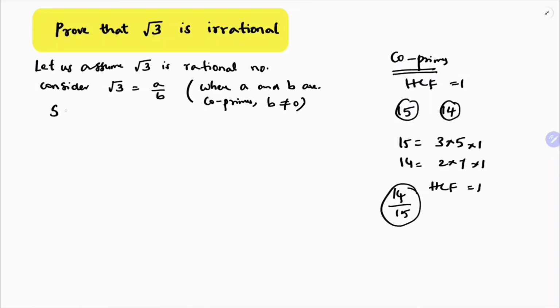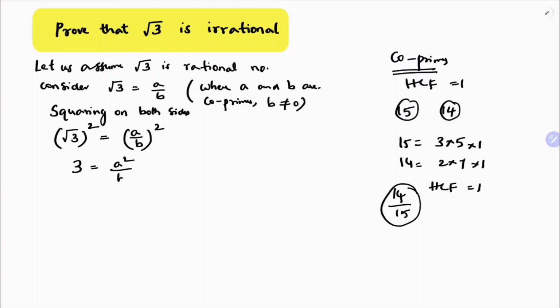Next step, squaring on both sides. So root 3 whole square equals a by b whole square. The square and root cancel, so 3 equals a square by b square. So 3b square equals a square.